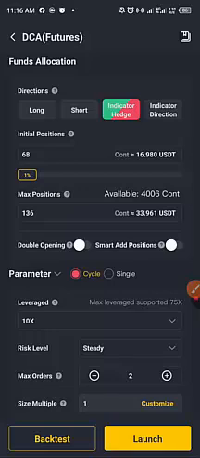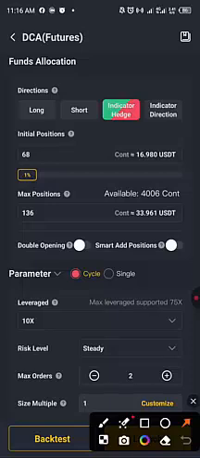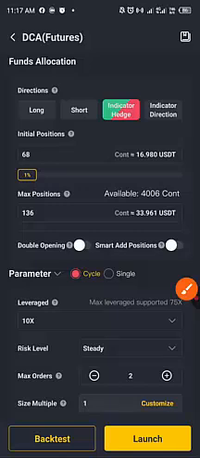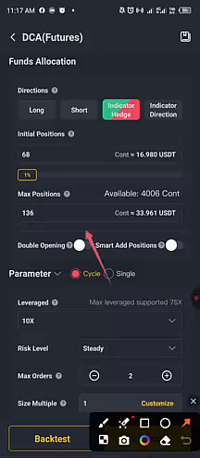And then another thing I need to explain is this: there's long, there's short, there's indicator hedge, and there's indicator direction. Now let's talk about this one. Long means I want the trade to only buy for me.